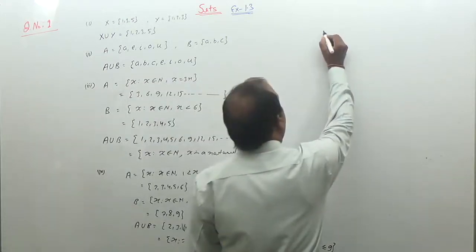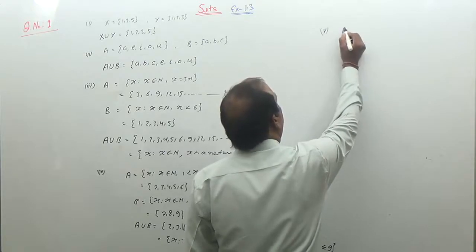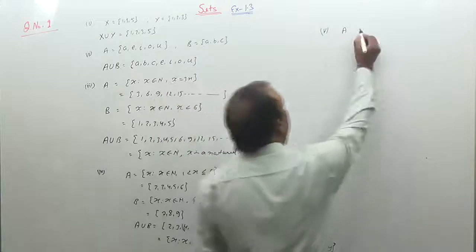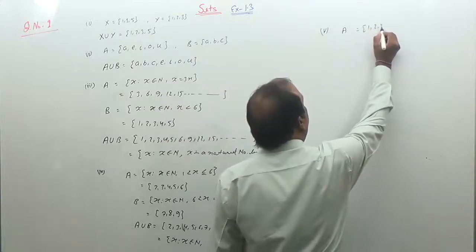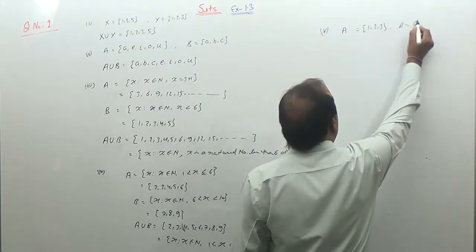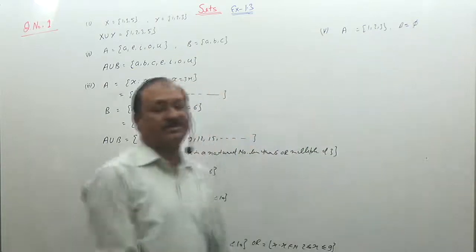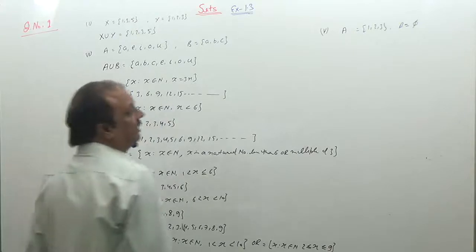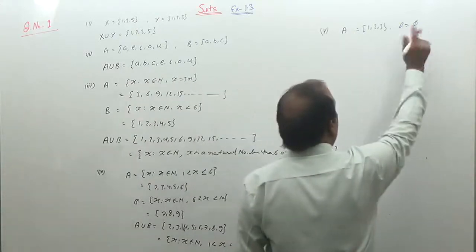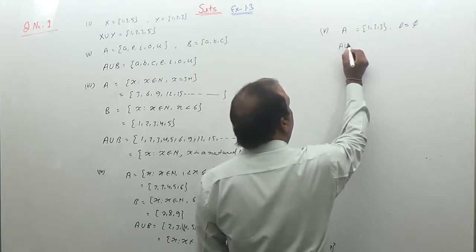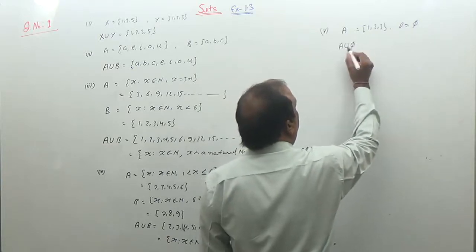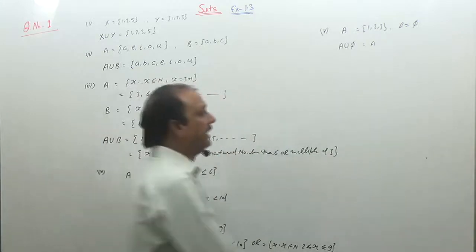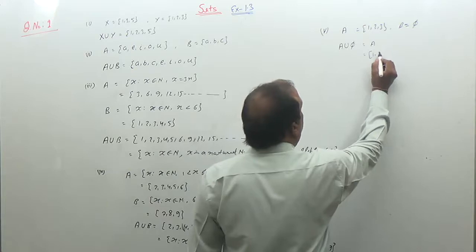Now the fifth part is: set A which contains the elements 1, 2 and 3, and set B is the empty set. So set A is a finite set with elements 1, 2, 3, and set B is the empty set. Then we want to find A union phi, and we know that A union phi is equal to A. So this one is 1, 2, 3.